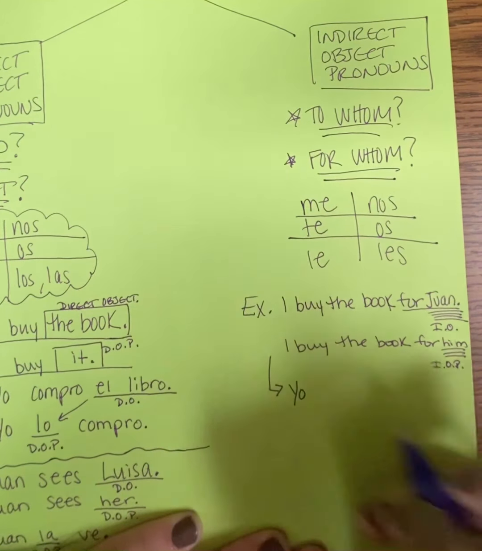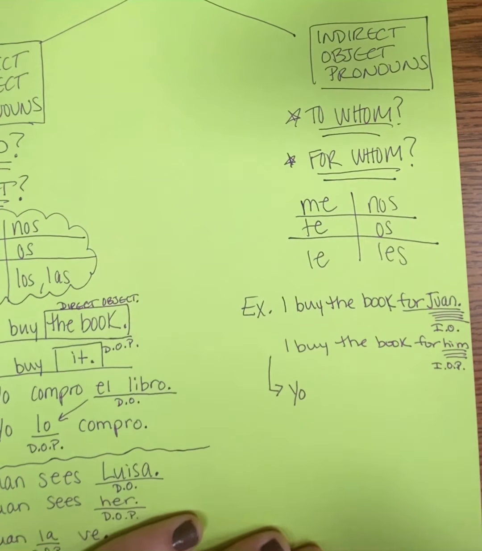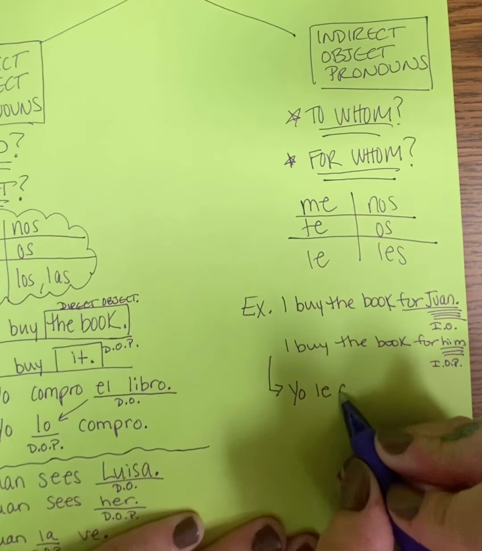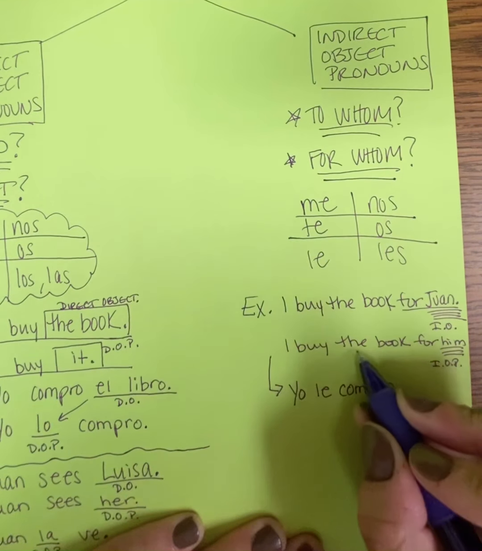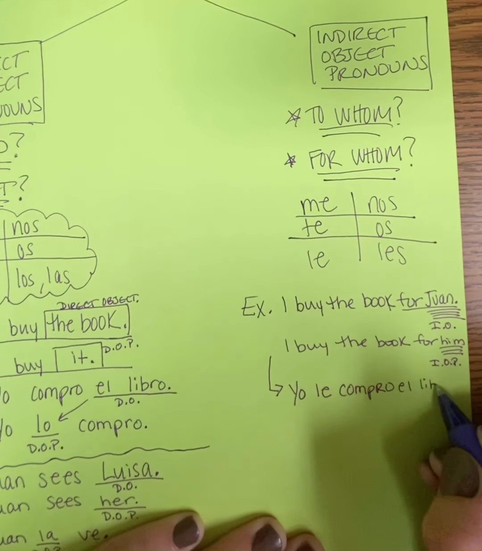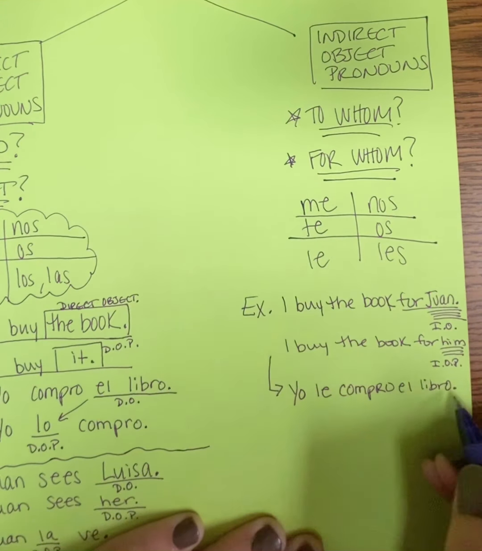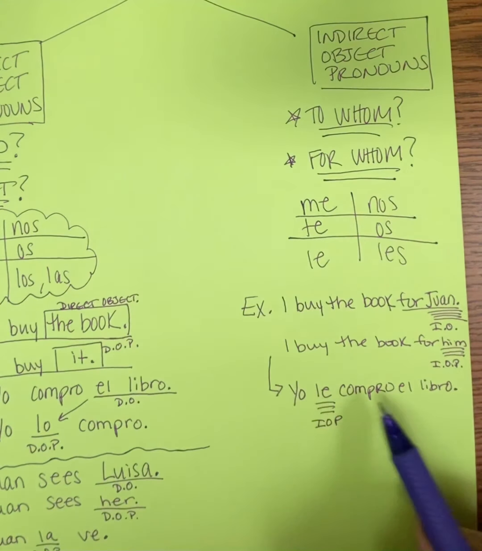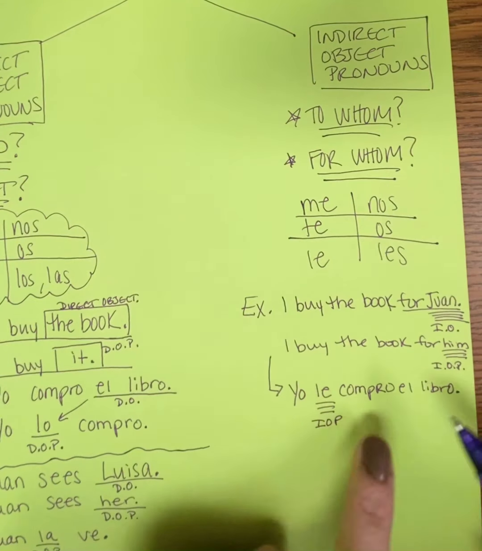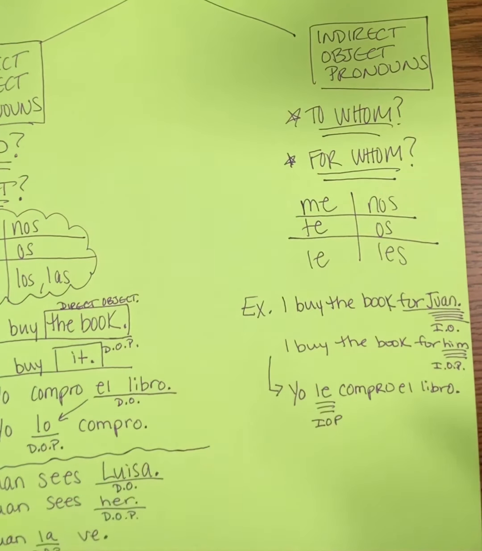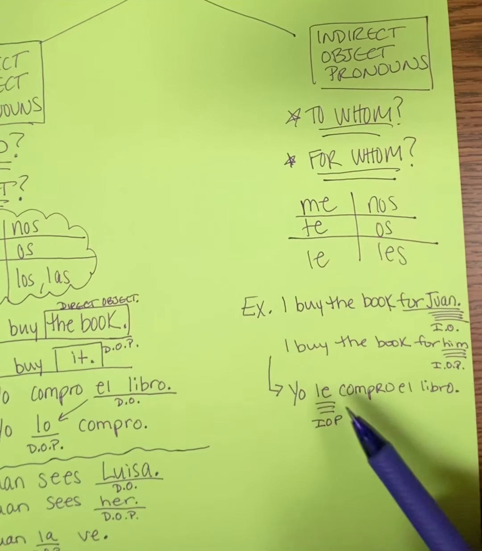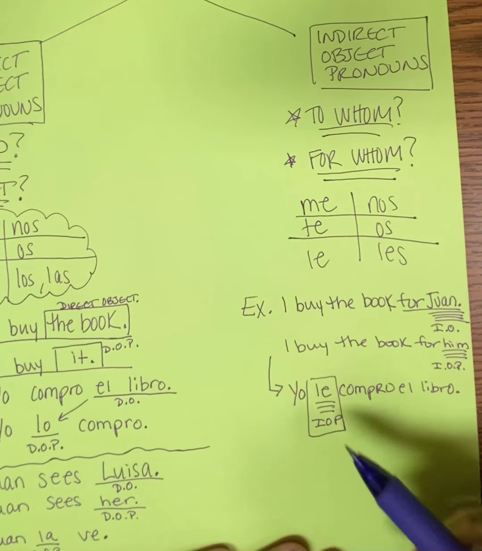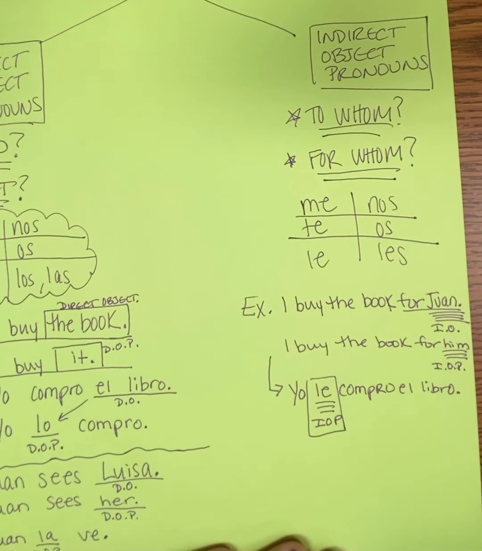So yo. We know to buy is comprar, but we can't do that yet. We have to take care of him. Him is le. Yo le compro el libro. I buy the book for him. Indirect object pronoun. So keep in mind, we're still conjugating comprar in the yo form because I'm buying. But we have to be cautious and remember that this pronoun comes before the conjugated verb.